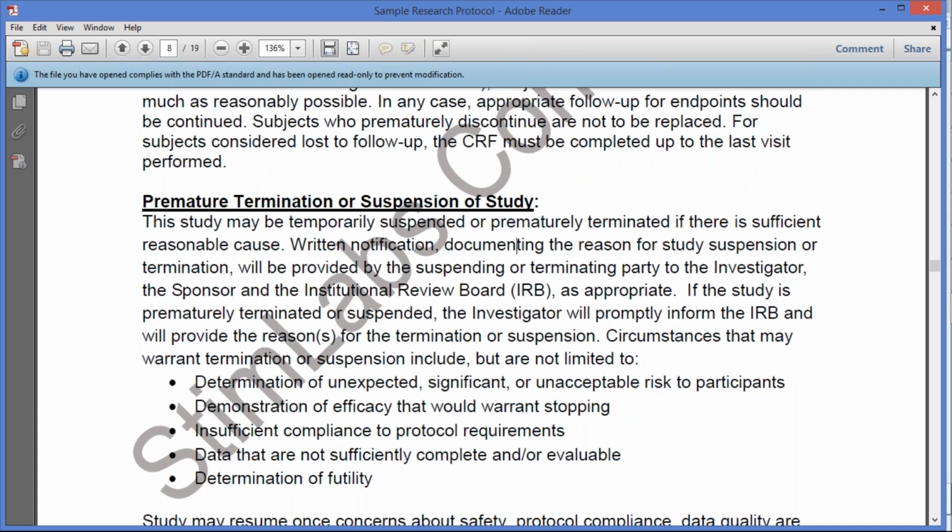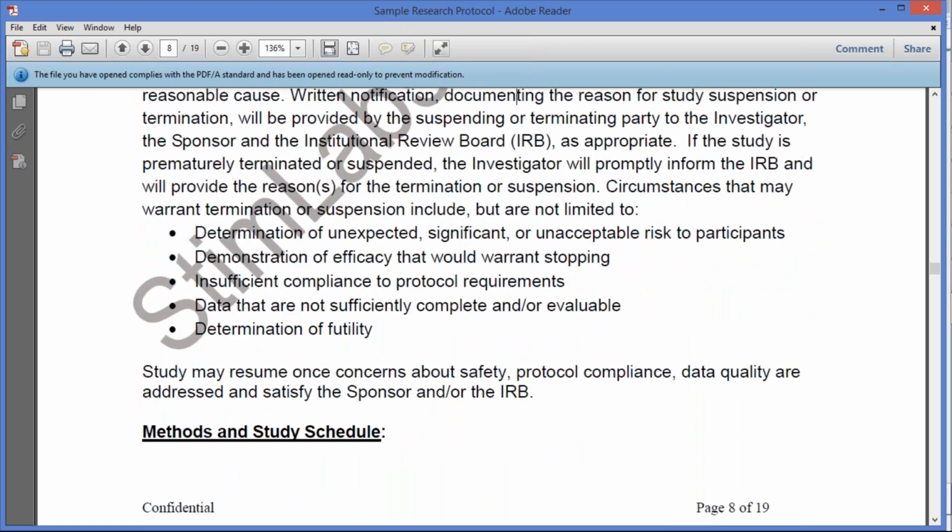In case the sponsor wants to terminate the study, the complete study, when can they terminate? If they terminate, they have to inform the respective bodies, regulatory authorities, IRBs and all. So when can they terminate the study? It will be given in the protocol.